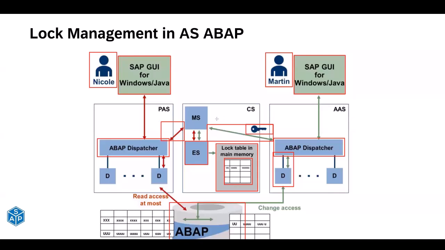This information is passed on to the message server. The message server goes and updates the dispatcher. Now the dispatcher understands that this document is not available for editing. What it now does is go to the database, only read the data, and load the data on Nicole's screen in a read-only format. She will see the document on the screen, but she won't be able to modify the document.